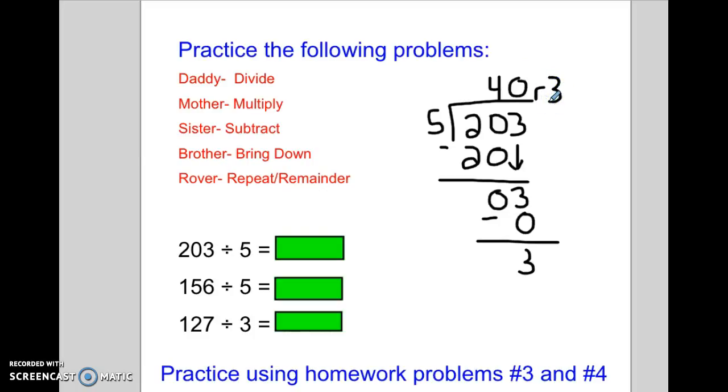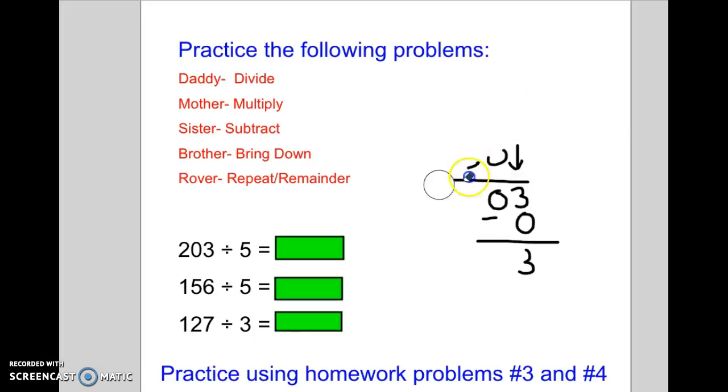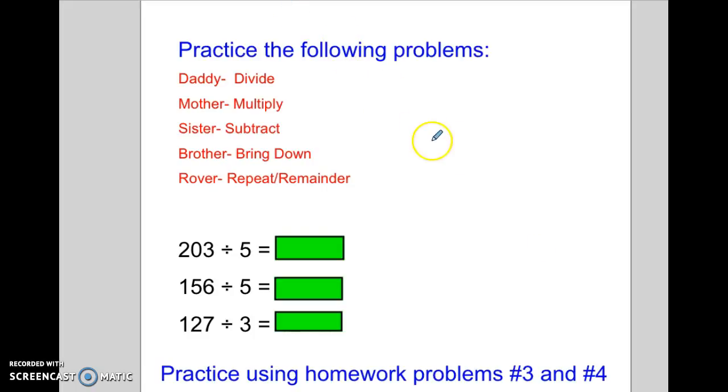All right. Let's try one more. Erase these. All right. Let's do 156 divided by 5. All right. So 5 can't go into 1. It goes in 0 times. So I'm going to try 5 into 15. 5 goes into 15 3 times, I know that. And then I do mother, multiply. 5 times 3 is 15.